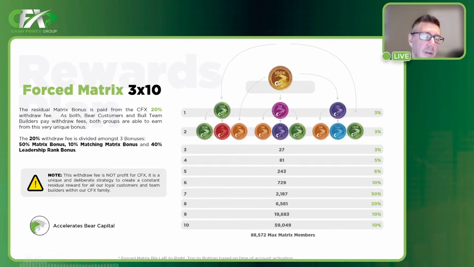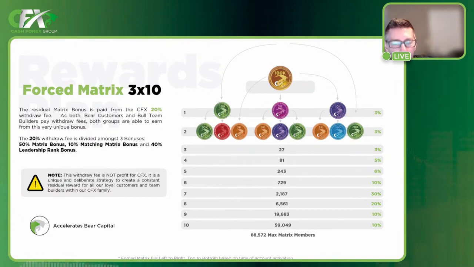So let's talk specifically about where the money comes from that feeds this bonus. You can see, first of all, from the numbers in the center of the screen, this builds out in multiples of 3: 3, 9, 27, 81, 243, etc. Now, there are also green numbers running down the right-hand column: 3, 3, 3, 5, 6, 10, 30, 20, 10, 10. Those are also percentages, and if you add them all together, it's 100%. So you know exactly where every dollar that enters this matrix is going.